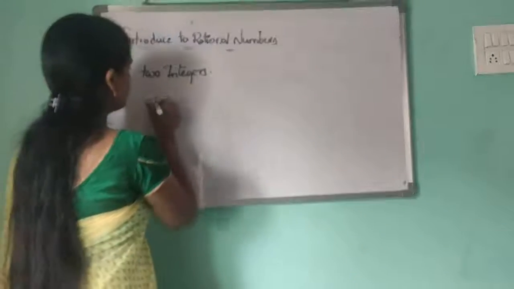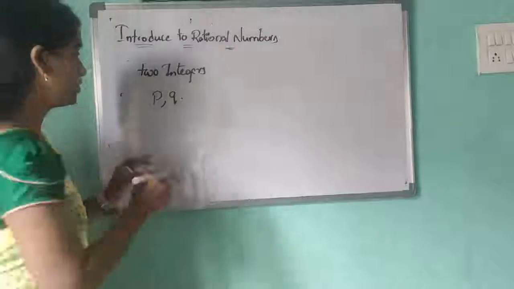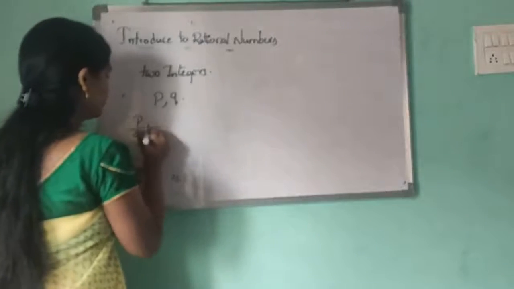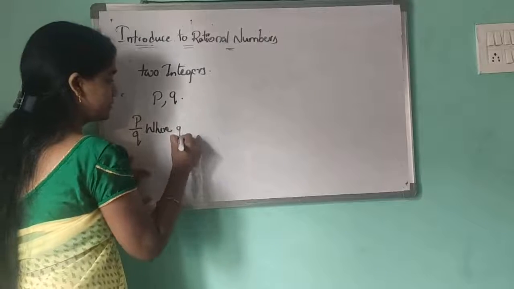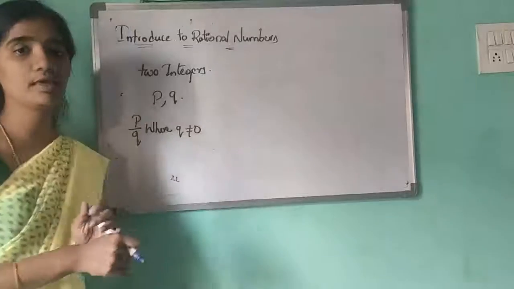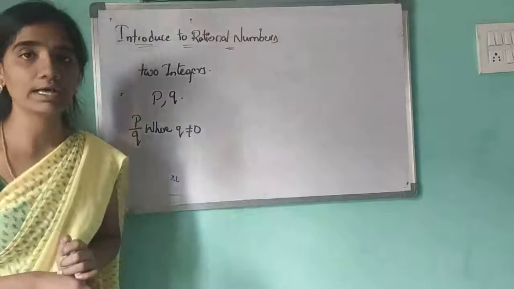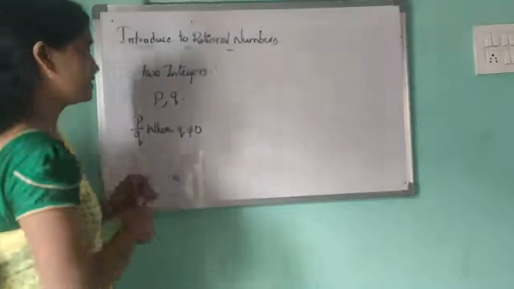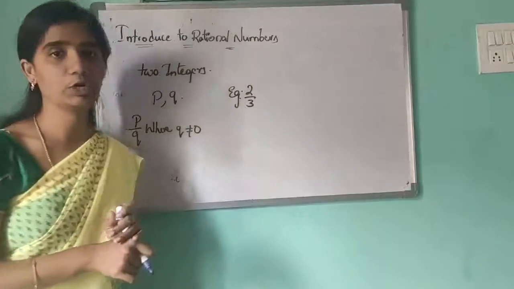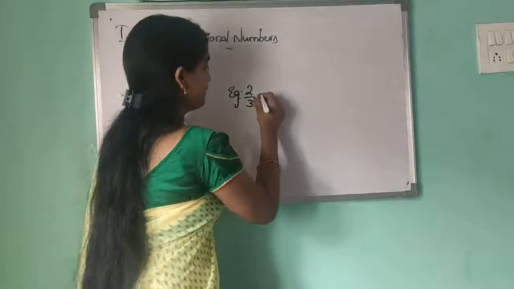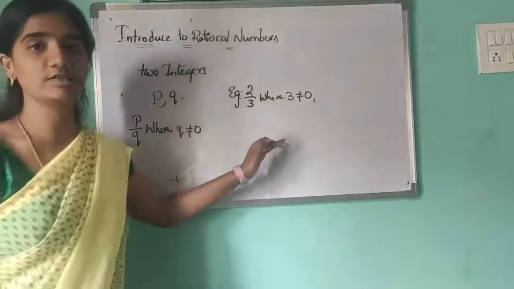The integers are P and Q. In the form of P by Q, where Q is not equal to 0, it is called a rational number. For example, if you take 2 by 3, the denominator 3 is not equal to 0.